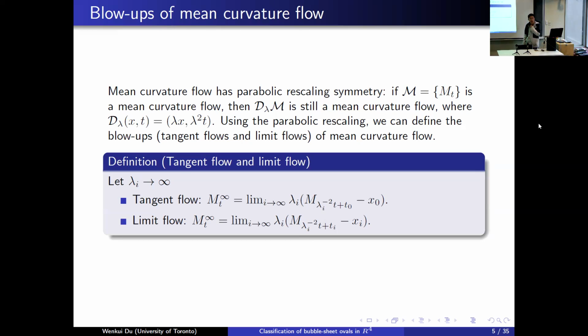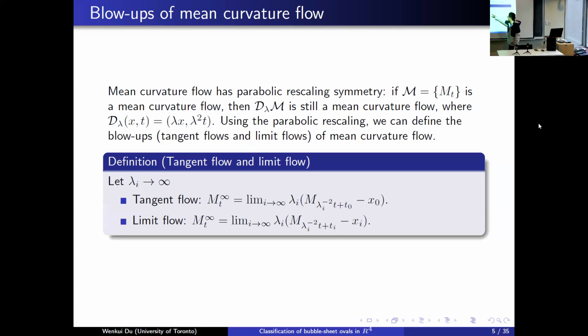Yes. And is this all in Euclidean space? Yes, I'm studying Euclidean space. Okay. So using this parabolic rescaling, we can define what is the blow up. Specifically, they are called the tangent flows and limit flows. Let us consider a sequence of numbers going to infinity, lambda i.